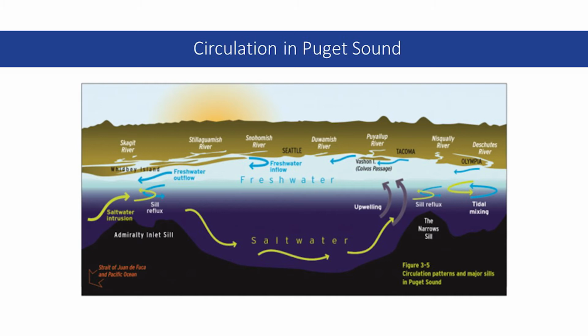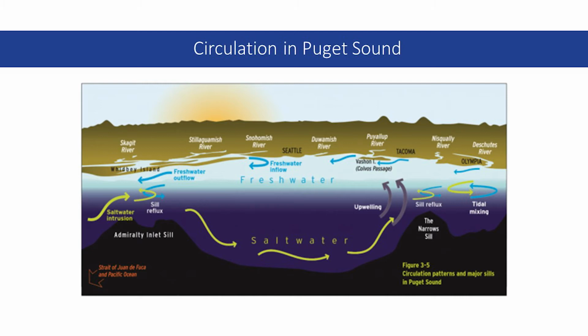Upwellings bring nutrient-rich water to the surface. The nutrients help support very productive food chains. The Puget Sound has a unique shape. Much of the sound is very deep. The deepest spot is almost 950 feet off Point Jefferson.